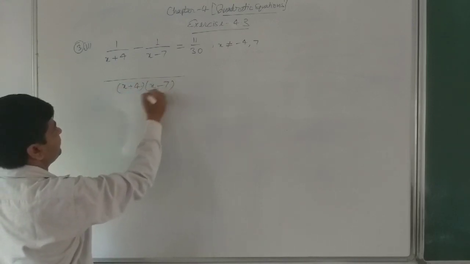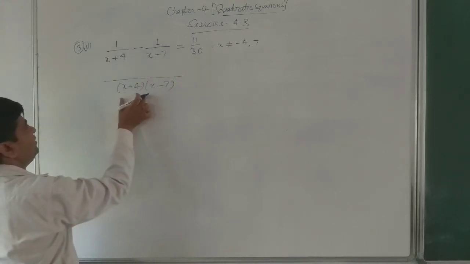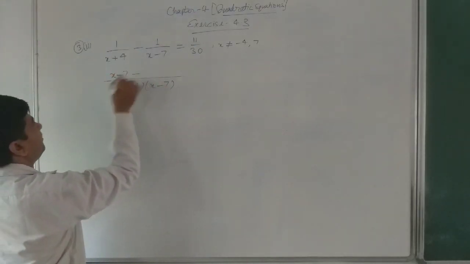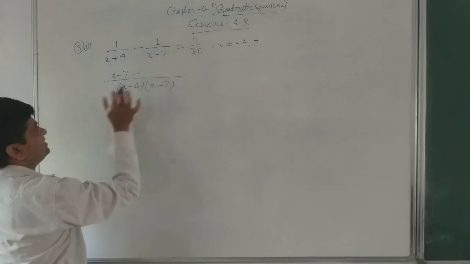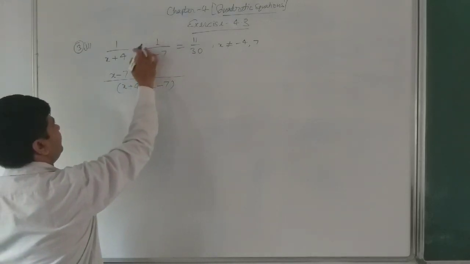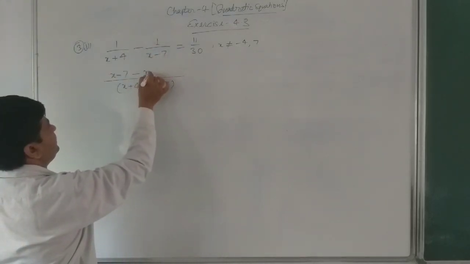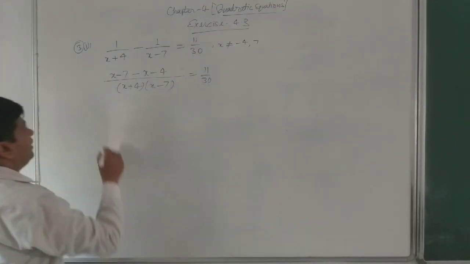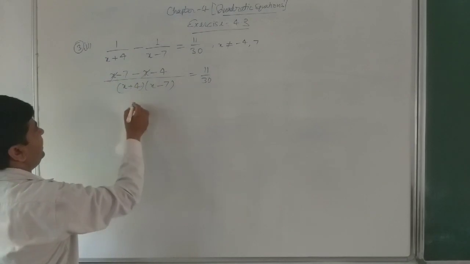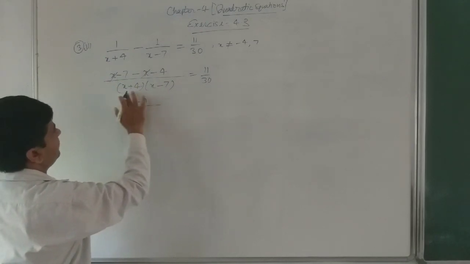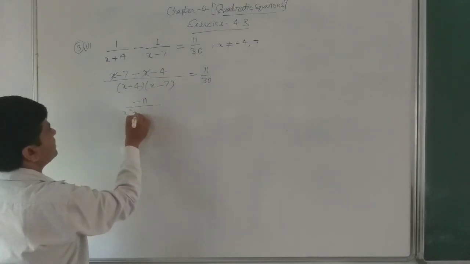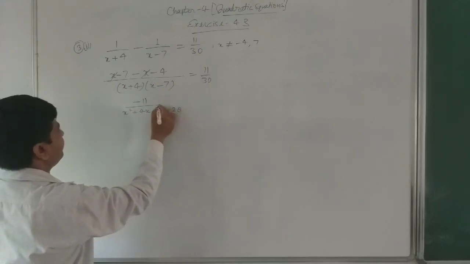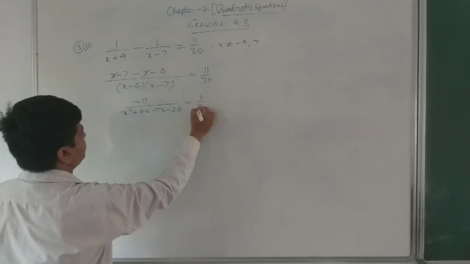x plus 4 into x minus 7. Now x plus 4 will divide, this cancels, so what is left is x minus 7 into 1, that means x minus 7 cancels with x minus 7, what is left is x plus 4 multiplied by 1. Here it is a minus sign, so it will be minus x and minus 4 equals 11 upon 30. Now x cancels, so we get minus 11 upon, multiplying it, x square plus 4x minus 7x minus 7 times 4 is 28, equals 11 upon 30.